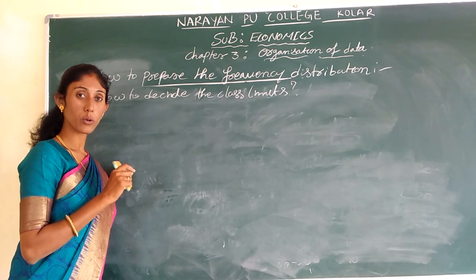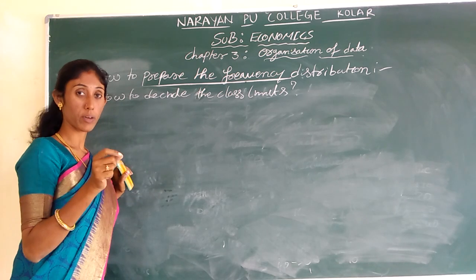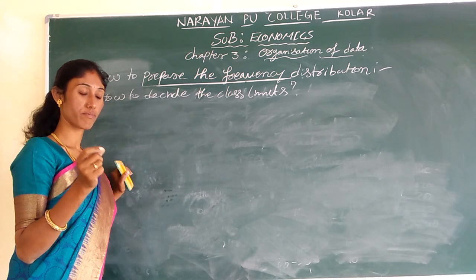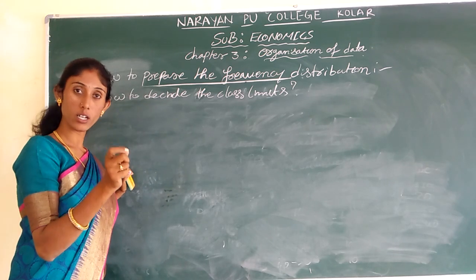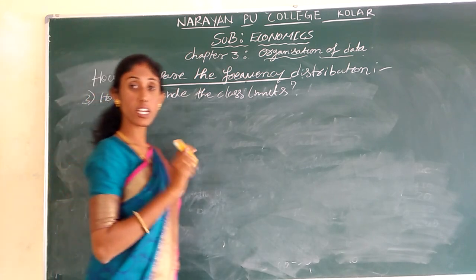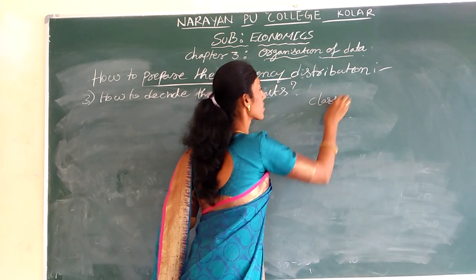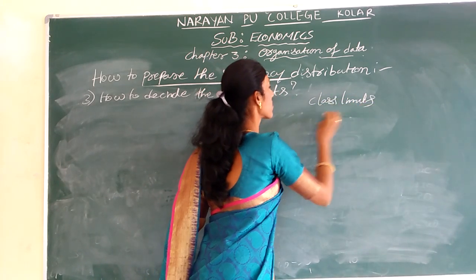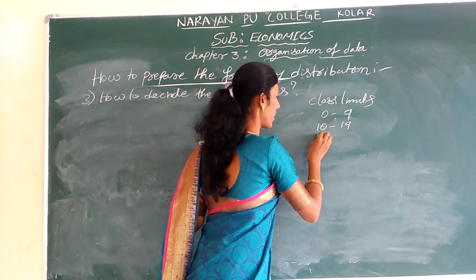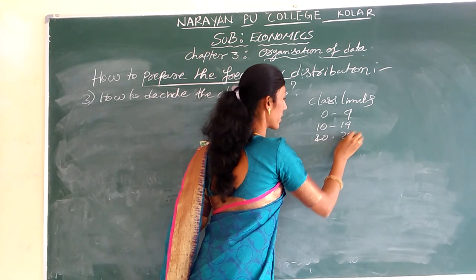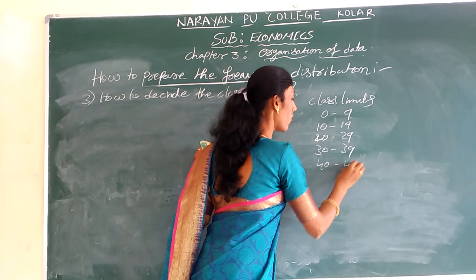Now we have discussed how to decide the class limits. There are two types of class limits: one is the exclusive method and one more is the inclusive method. Here we have taken an example for the inclusive method. The class limits are 0 to 9, 10 to 19, 20 to 29, 30 to 39, 40 to 49.